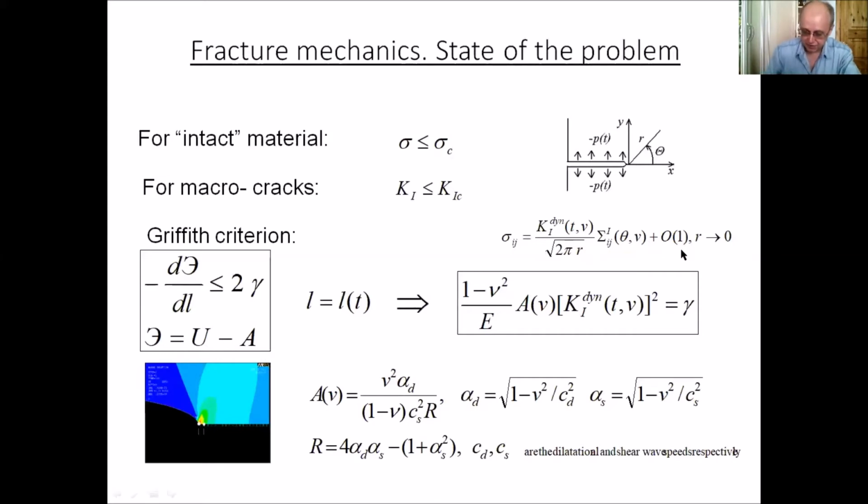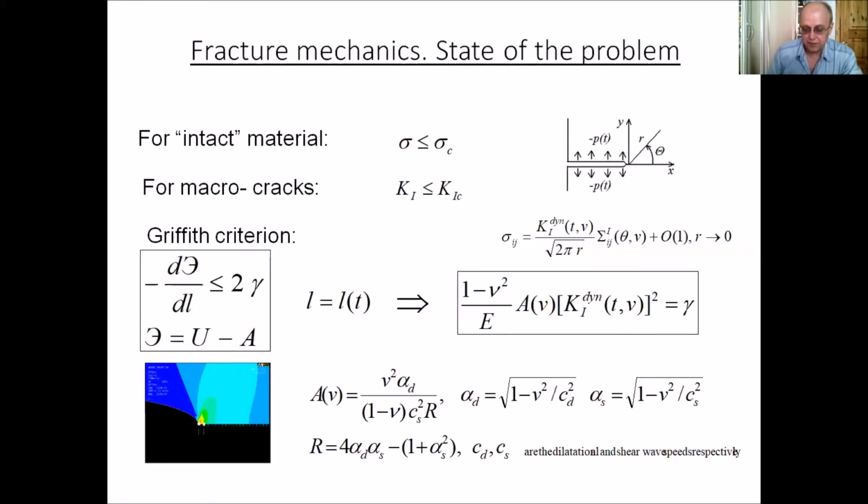Applying Griffith's energy balance and the elastodynamic solution, we complete the dynamic fracture problem and provide the crack tip equation of motion. Here, gamma on the right-hand side is the fracture surface energy and is a material property to be determined experimentally. Just note that gamma may also depend on the crack tip position and the speed, so it is a very complicated functional that is proclaimed to be a material function.